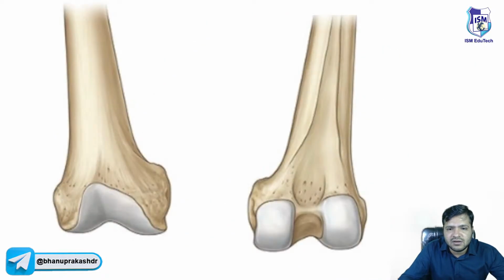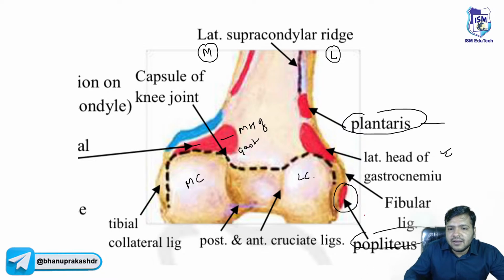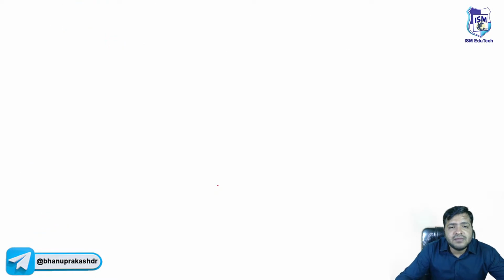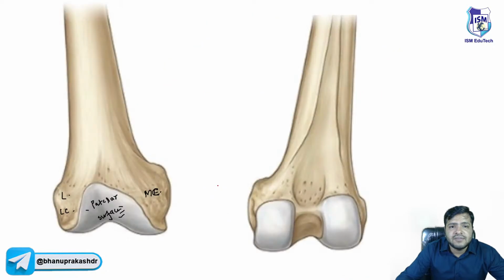Beta, let us see over here. If this is the lateral condyle, we have the anterior cruciate ligament in front of the lateral condyle, and towards the back a ligament is present, that is the posterior cruciate ligament. The posterior cruciate ligament is towards the medial condyle, and the anterior cruciate ligament is towards the lateral condyle. So that completes the lower end of the femur as well.